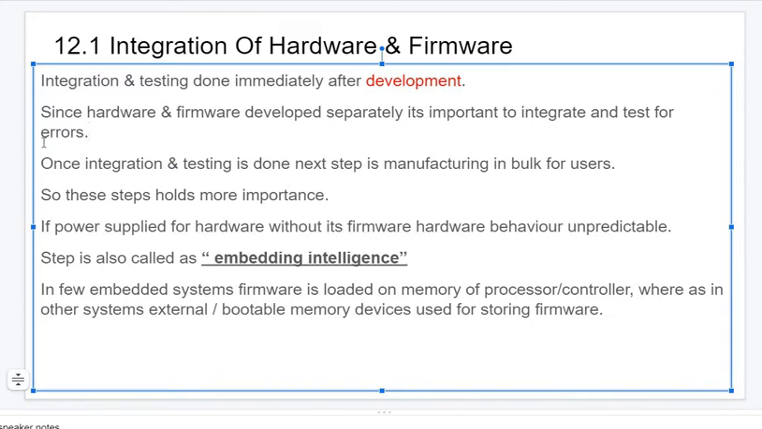If we don't check for errors, then once we hand over the system the user may find errors, so he will reject the product in the market. Once we finish with the integration and testing, the next step is bulk manufacturing.